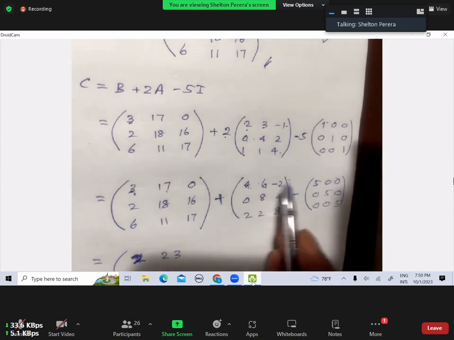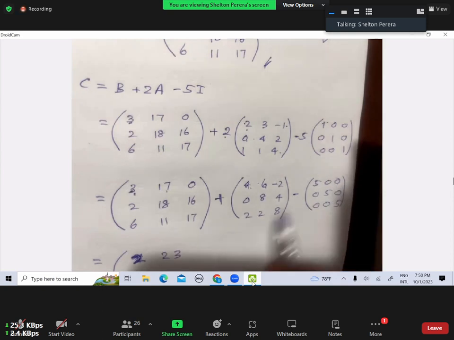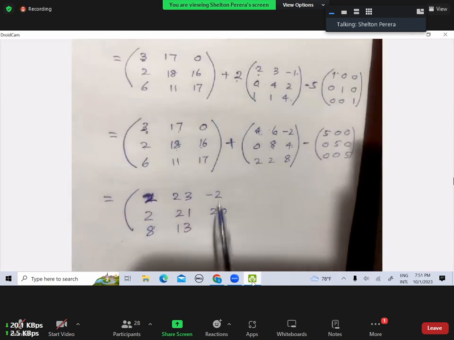So add the corresponding entries, then subtract the corresponding entry. 3 plus 4 is 7, minus 5 is 2. 17 plus 6 is 23. Now 0, minus 2, 0, so this is negative 2. This is 2. 18 plus 8, 26, minus 5 is 21. 16 plus 4 is 20. Then 6 plus 2, 8, minus 0, this is 8. 11 plus 2 is 13. Then last one, 17 plus 8, 25, minus 5 is 20 again.